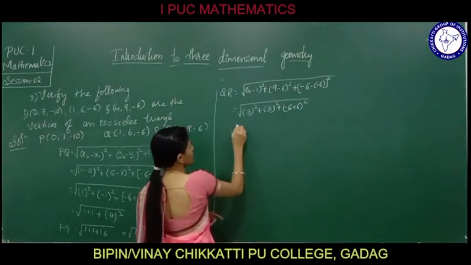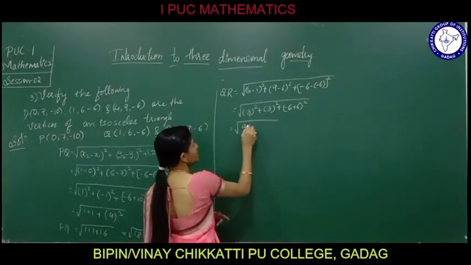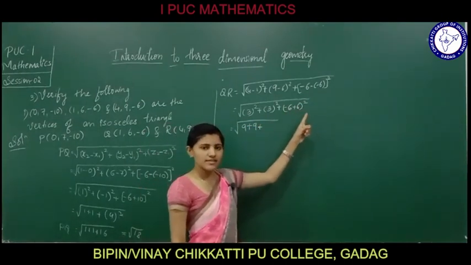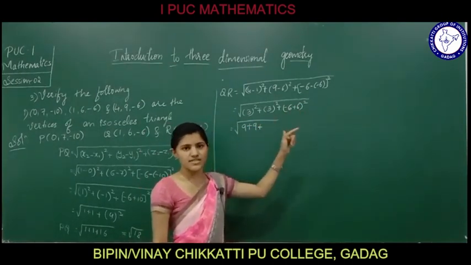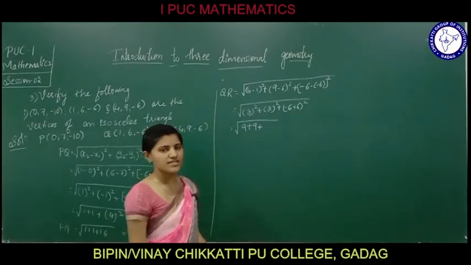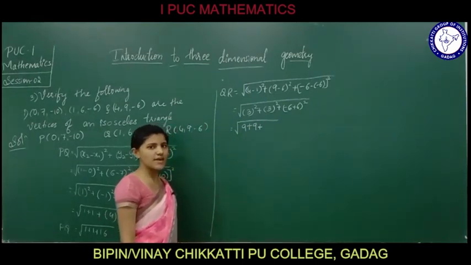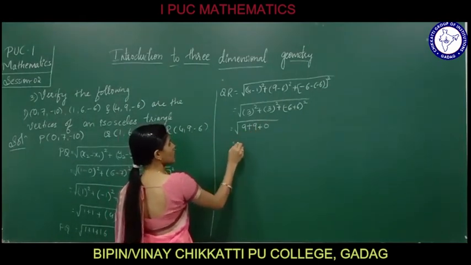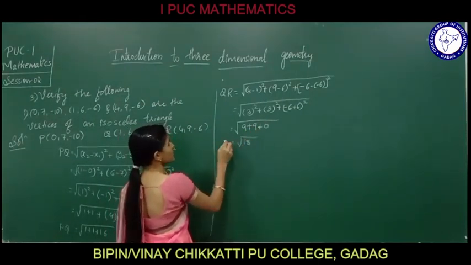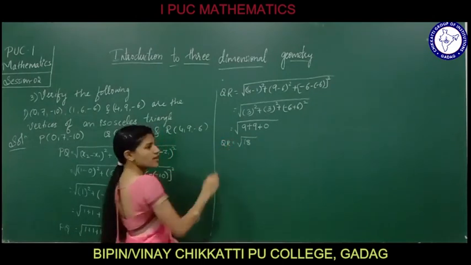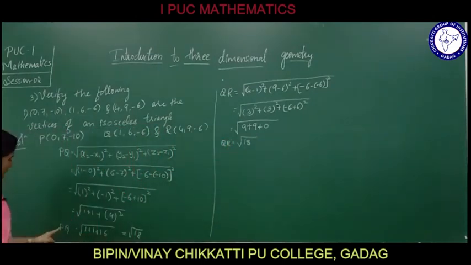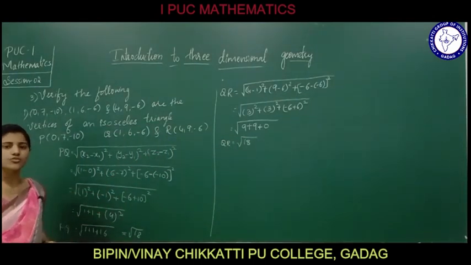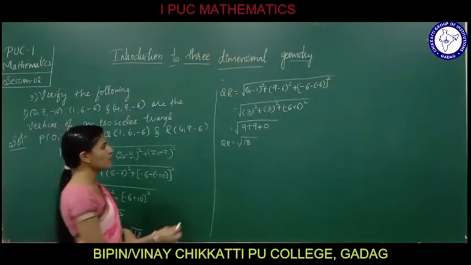This is going to be what? Root of 9 plus 9 plus, if I subtract 6 from 6, it is going to be 0, right? Plus 6 and minus 6 are going to get cancelled. I am left with 0, and 0 square is 0 itself. So I got this as root of 18. I got QR also as root of 18. See here, I got PQ as root 18 and I got QR also root of 18.